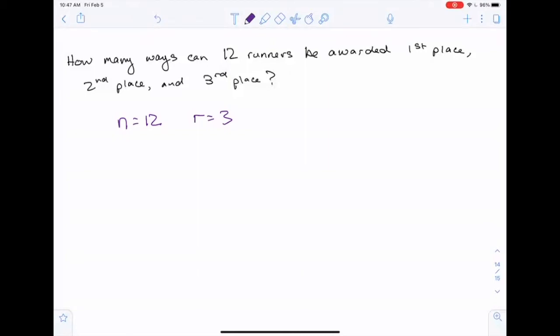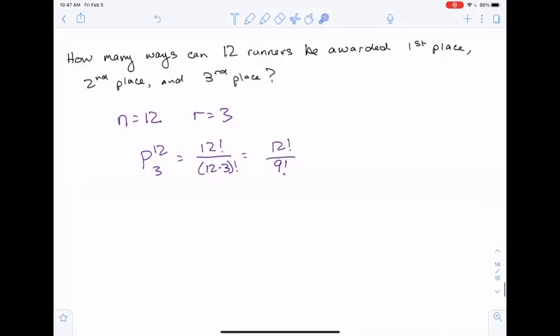So if I want to count this using permutations, we would say this is 12P3 or 12 permute 3, which in the formula would be 12 factorial over 12 minus 3 quantity factorial, or 12 factorial over 9 factorial, right? Eventually, we might be able to skip this step and just know that this denominator is going to be the difference between these two numbers and just go right to 12 factorial divided by 9 factorial, and that would be fine, right?